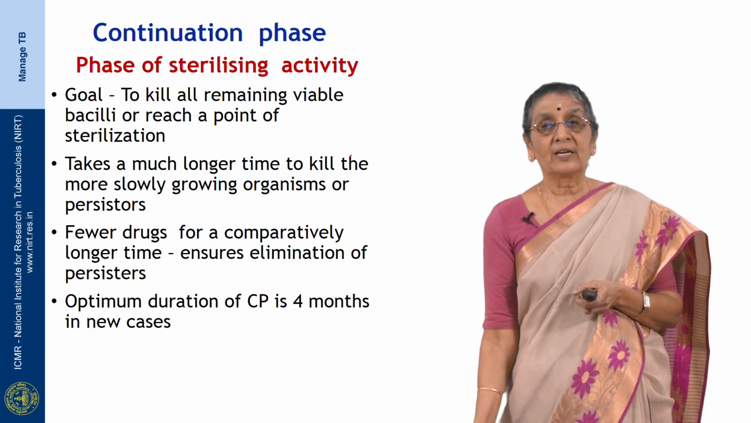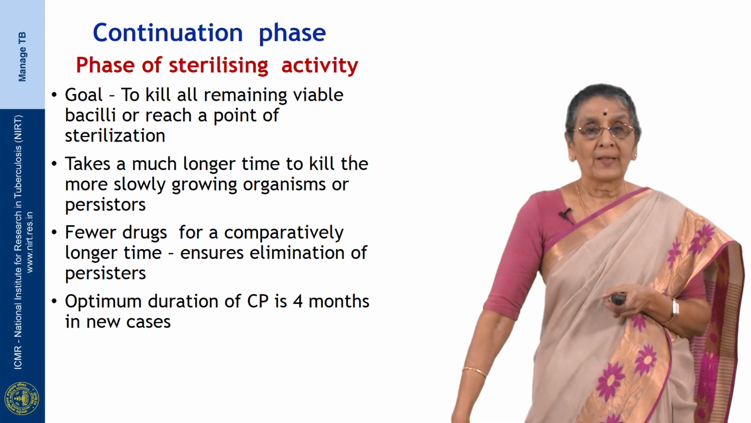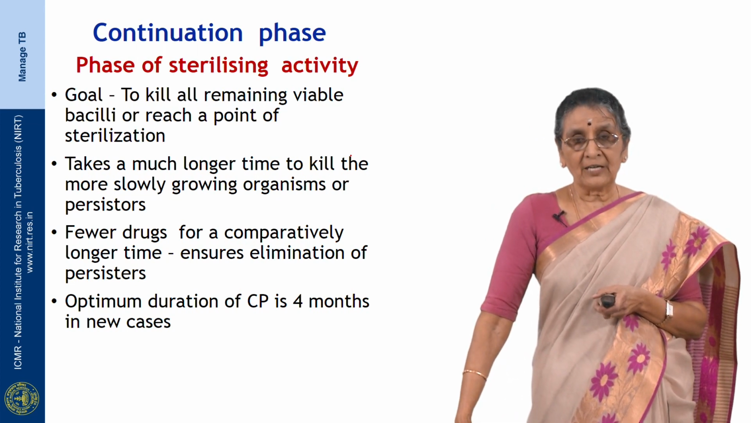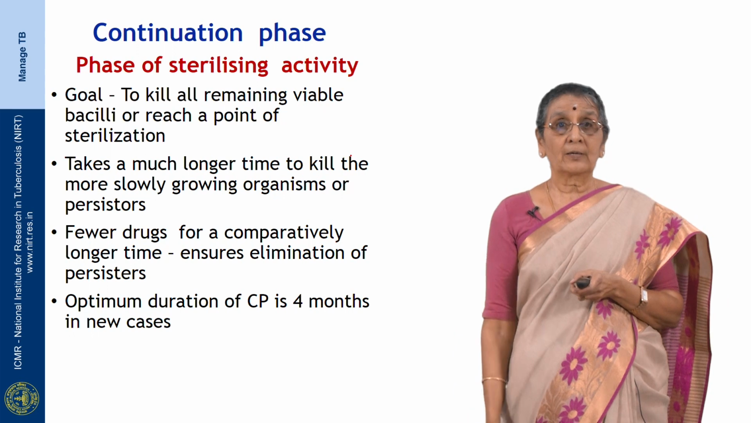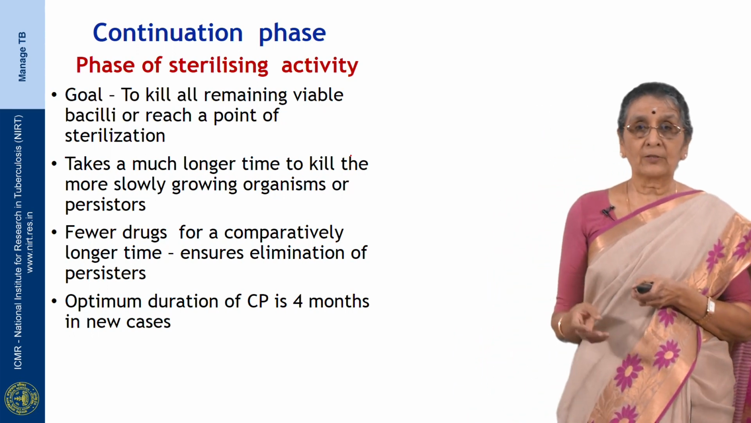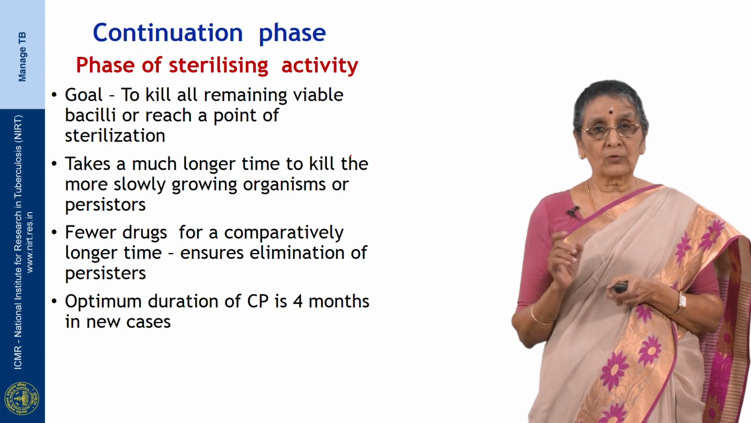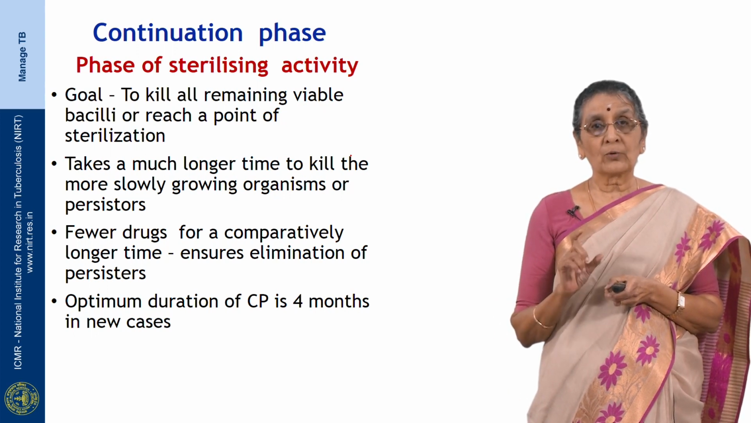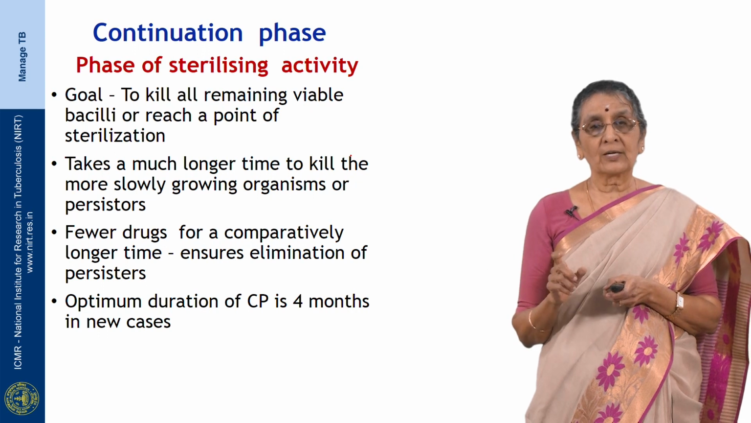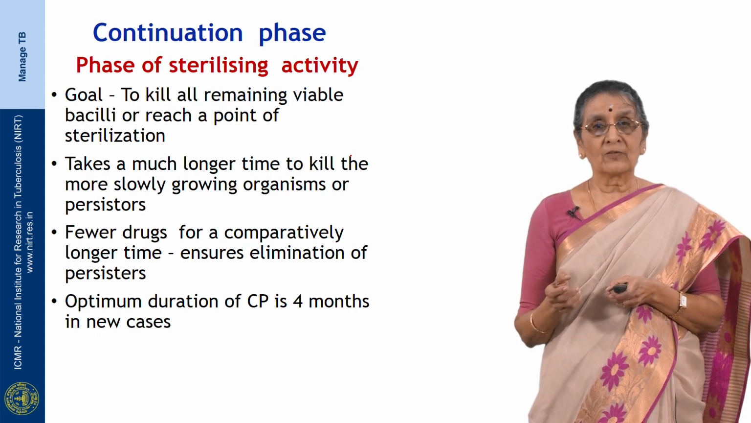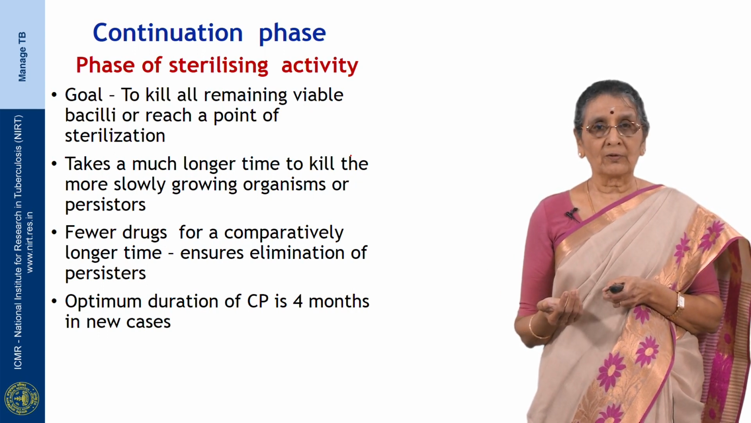Now, this slide tells you about the continuation phase. This is a phase of sterilizing activity. As I told you earlier, at the end of 2 months, we achieve culture negativity in 80 to 90% of the patients, and to consolidate the culture conversion, you treat them for 4 more months so that they do not develop resistance or do not come back with smear positivity.